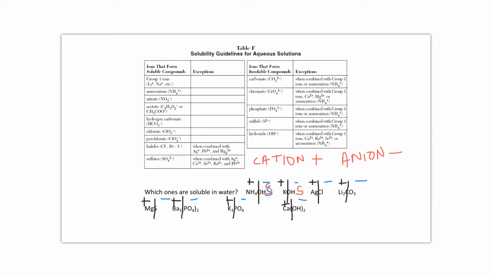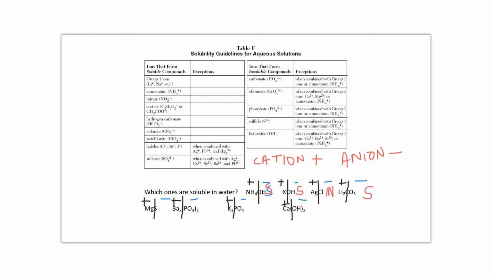Silver chloride. So we're going to look for the chlorine, and there it is. Normally it's soluble, but it's insoluble when bonded to silver. So in this case, it's bonded to silver, therefore this is insoluble. That's what IN stands for. Lithium carbonate. Again, where's the carbonate? Right here. It's normally insoluble, except for group 1 elements. And group 1 is lithium, so therefore it's soluble.